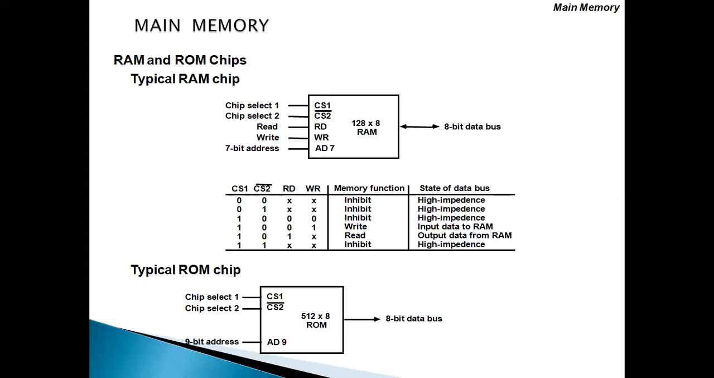Sir, if it inhibits, the state of bus is high impedance. Whenever you have the inhibit memory function, we have the state of the data bus in high impedance. That means whenever the high impedance state is there, the processor is informing us whether you can perform read or write operation. But exclusively when it wants to perform a read or write operation, the state is going to change with respect to the read and write operations.